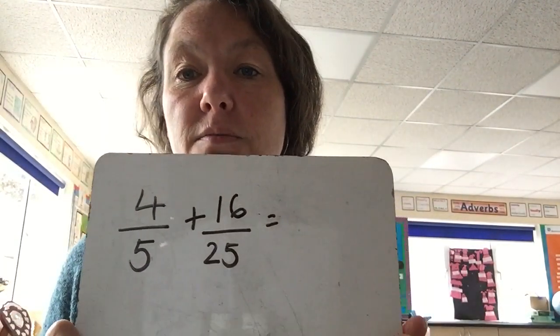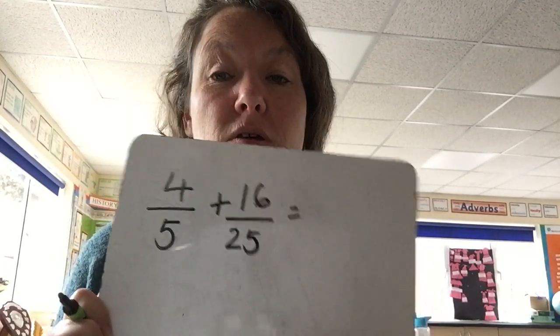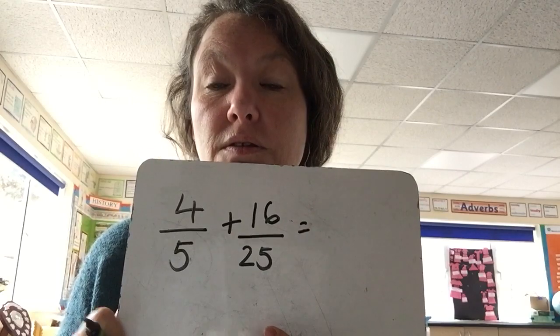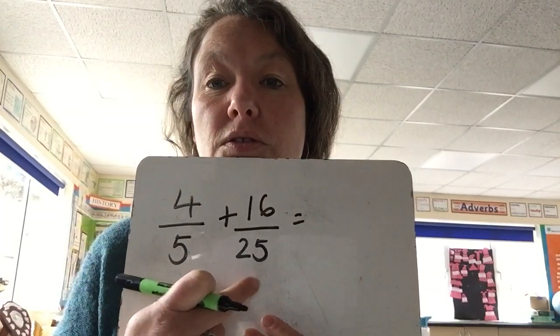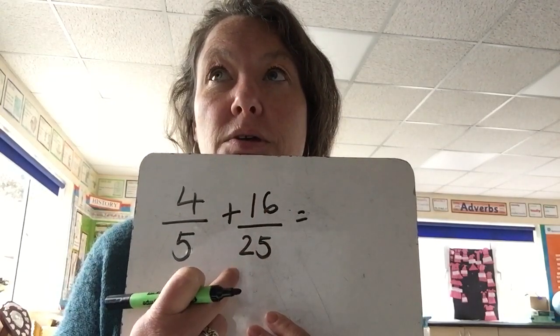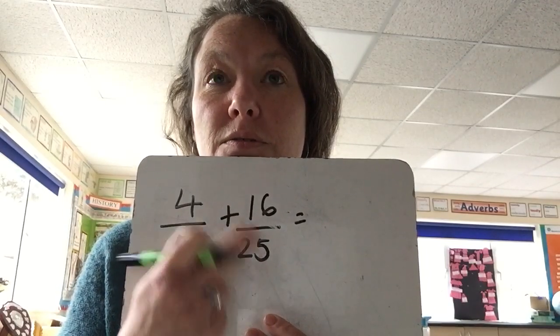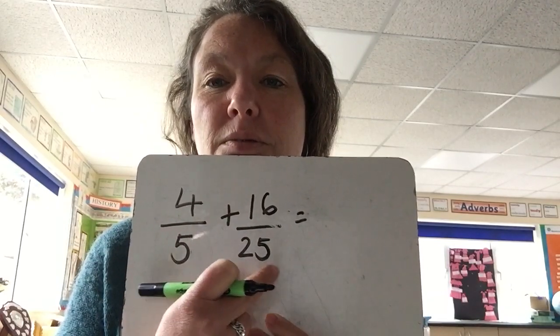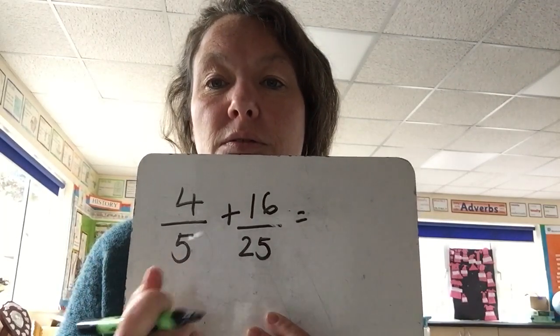So now we've got 4/5 plus 16/25. Okay, so what are we going to change our denominator to? Fifths or 25ths? Well, we can't change this one into fifths. I think the best way to think of it is to always look at the number that's biggest on the bottom, and change your other number into that denominator. So we're going to change this into 25ths.